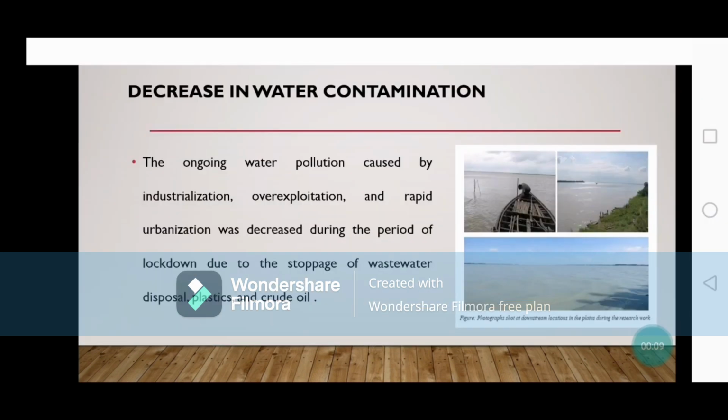Continuing the positive impacts of pandemic on environment, there was huge decrease in water contamination. The ongoing water pollution caused by industrialization, overexploitation and rapid urbanization was decreased during the period of lockdown due to the stoppage of wastewater disposal, plastics and crude oil, because these activities were restricted at that time.